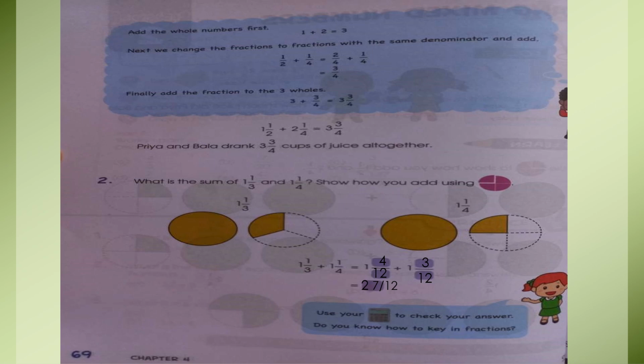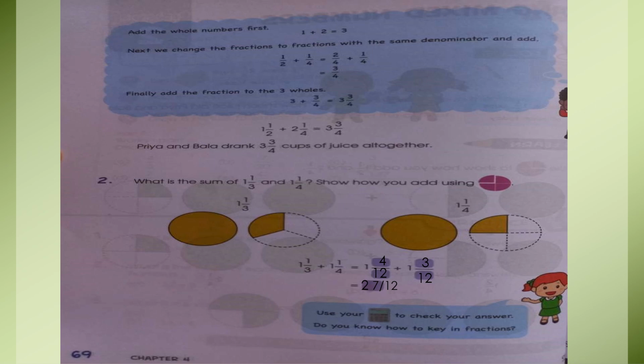So now we are going to add the fractions, which is 2 plus 1 is equal to 3, and 4 comes as it is in the denominator. And now finally we are going to add them all up. So we have 3 whole numbers and 3/4. So Priya and Bala drank 3 and 3/4 cups of juice altogether.